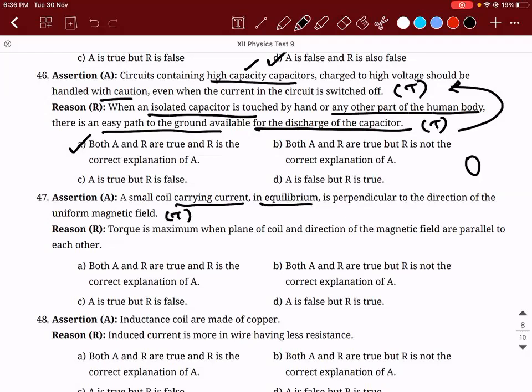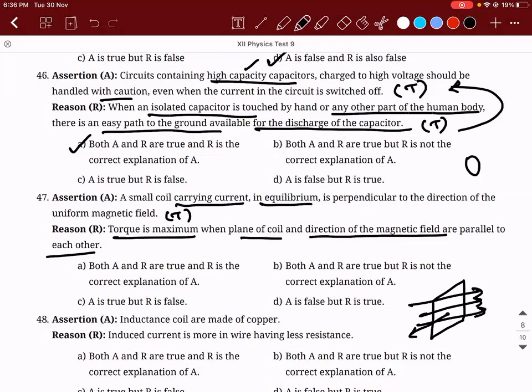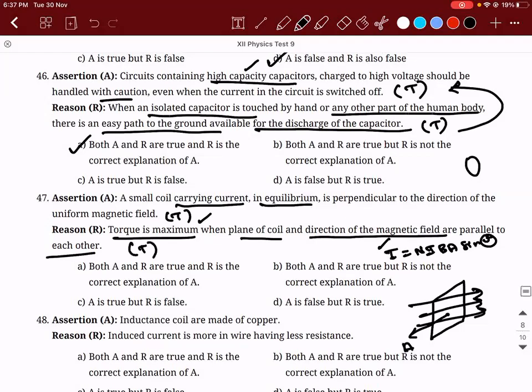That's true. Torque is maximum when the plane of the coil and the direction of the magnetic field are parallel to each other. So plane of a coil and magnetic field being parallel means the area vector is perpendicular to the magnetic field. So when the area vector is perpendicular to the magnetic field, I can say torque is equal to NIBA sin theta. So theta will be 90 degrees, so torque will be maximum. So what is going to happen? In this case also it is true.